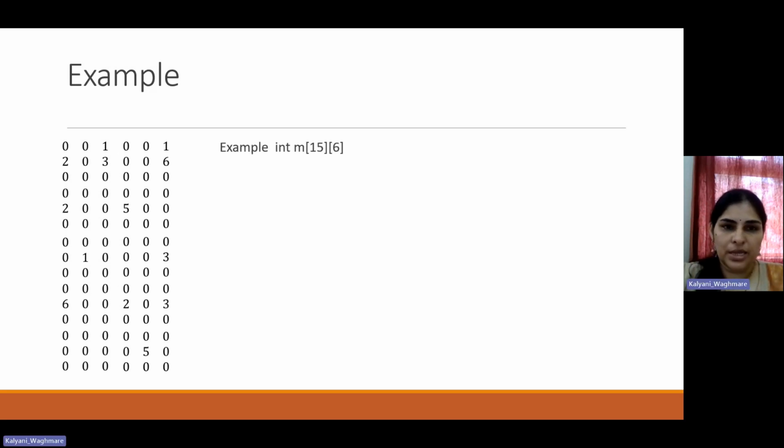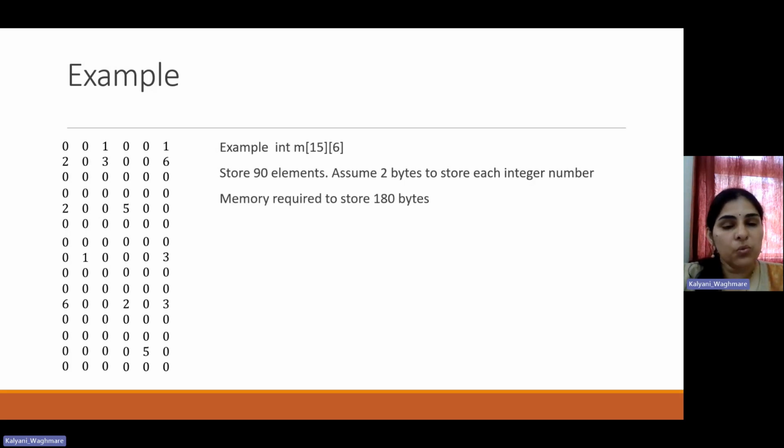Consider that this is a matrix I have, which has 15 rows and 6 columns. In this matrix I can store 90 elements. Out of these 90 elements, only a few, maybe 12 or 13 places, have non-zero terms. Only these non-zero terms we are going to store in our final sparse matrix. So how are we going to store them? Again, what is the advantage?